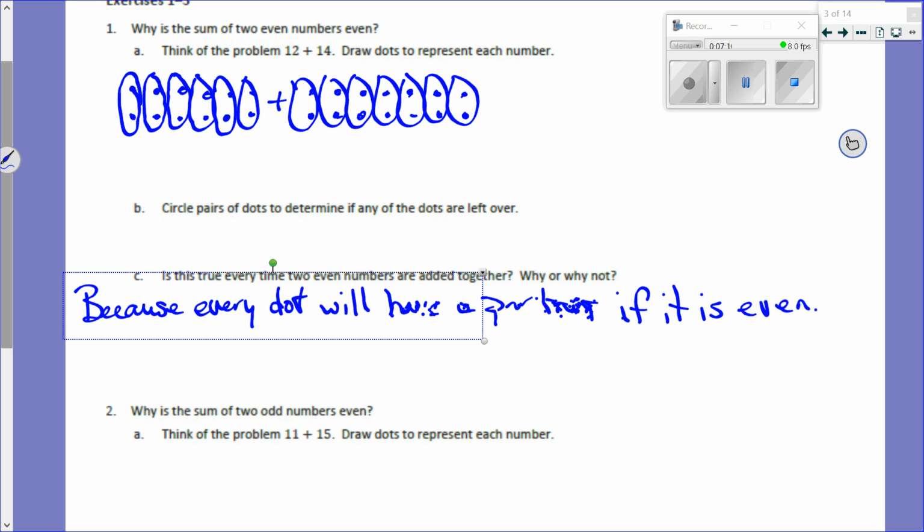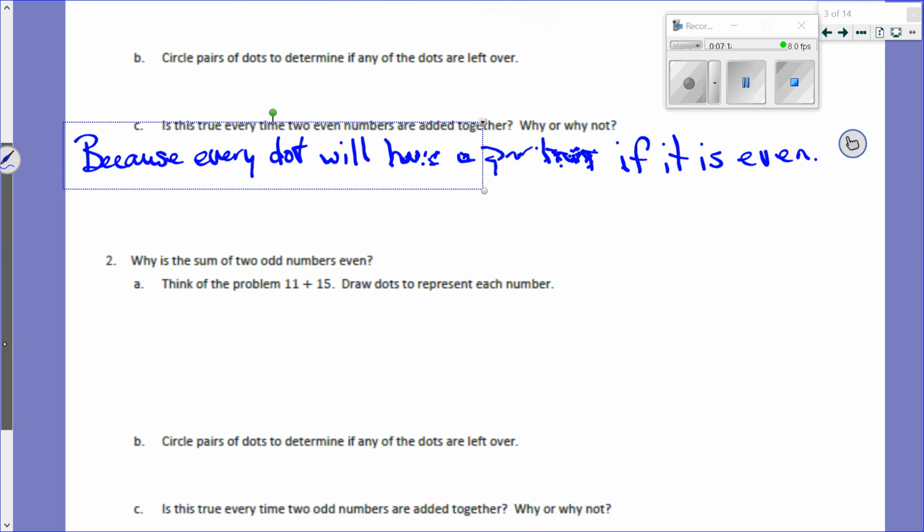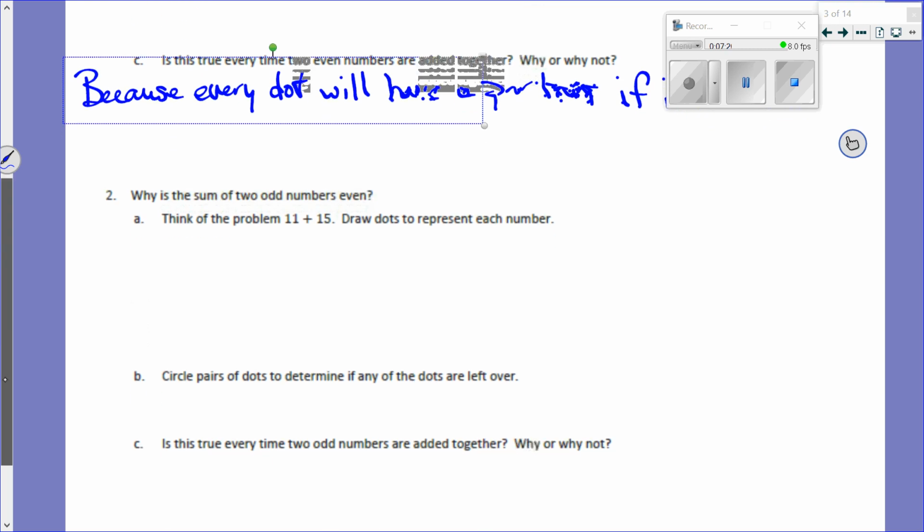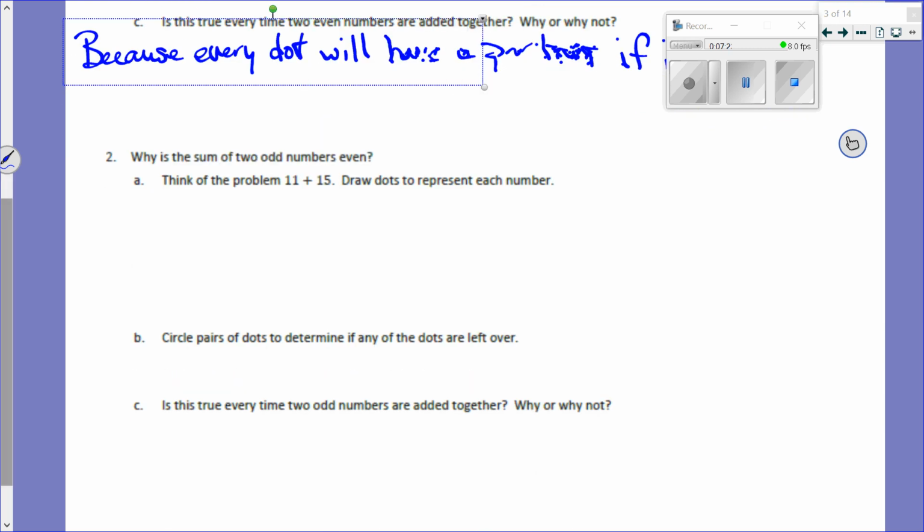So every dot will have a partner if it's even. So regardless of the numbers I'm going to use, because they're all set up as evens, when I add 2 even numbers, my answer will always be even. Now let's look at the next one. What about 2 odd numbers? Why is the sum of 2 odd numbers always even? Start with 2 odd numbers, why is my answer even?